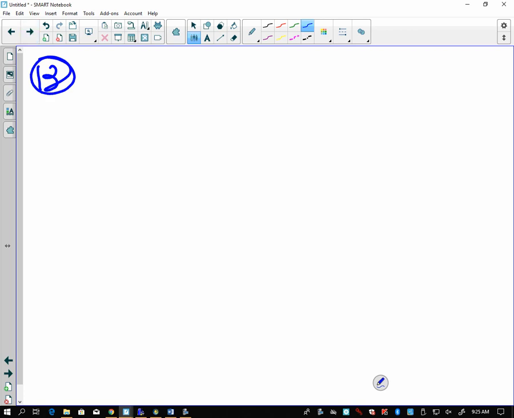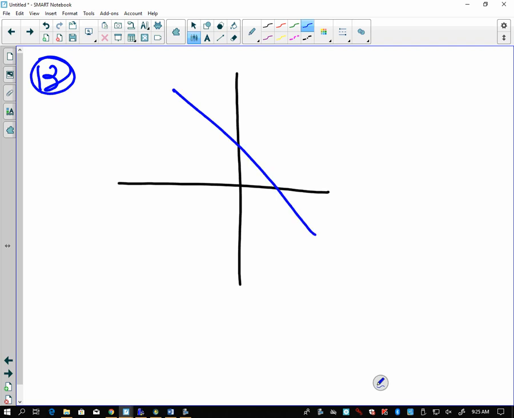Okay. That's a good question. We'll look at a couple of different possibilities. Let's say that this is negative 2, 3. The slope of that line, let's say that this is 1, 1. Is the slope of that line going to be positive or negative? Negative.